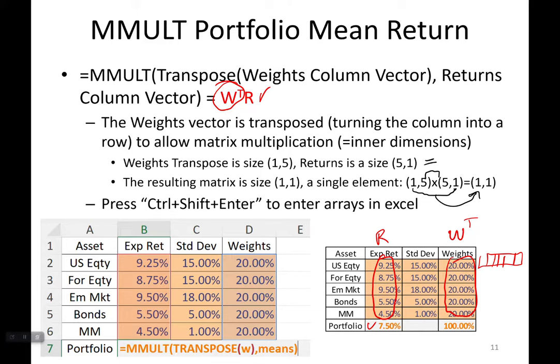Now, why the heck do I have to transpose it? Because if you take this example here, these are two column vectors. They both have dimensions, both these returns and these weights, of 5 rows by 1 column. I can't multiply a 5 by 1 times a 5 by 1. They don't have the same inner dimensions. The sum products won't work, in other words. What I need to do is convert one of them to a 1 by 5. I do that by transposing.